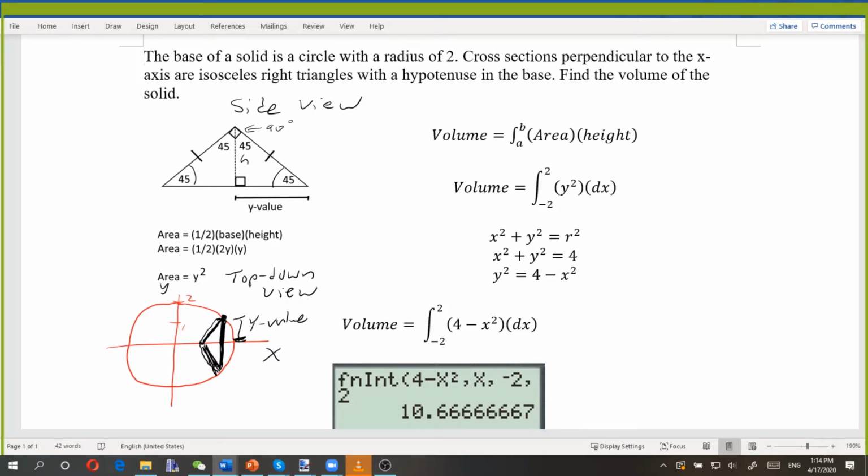So we could set this up using Pythagorean theorem with this half of our triangle, saying that this must be our y value, and that if this is 45 degrees and this is 45 degrees, this side length must be equal to this side length, so our height is also y. Alright, any questions so far?